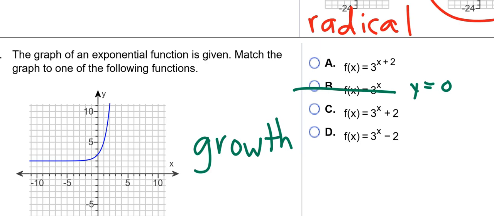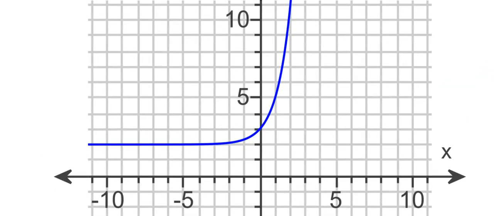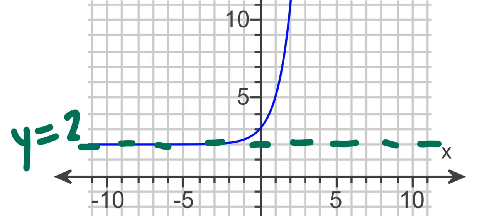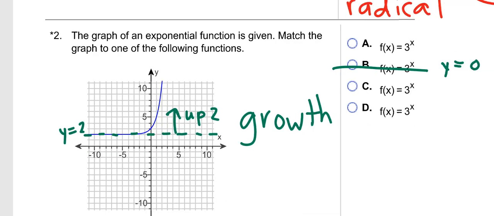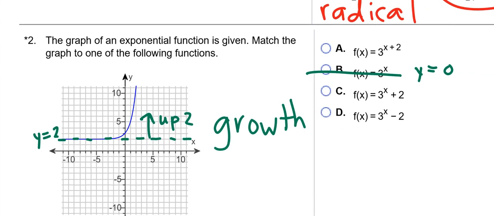Doesn't it look like it's stopping? What line does it look like it's getting closer to? Doesn't it look like it's getting close to this line, which is y equals 2? Which means what happened to the graph? It was pushed up 2 units. So we need to look at our answer choices and find an answer choice that says that the whole graph got moved up 2. It is choice C because the addition is on the outside of the function.